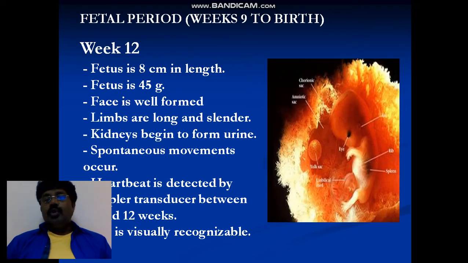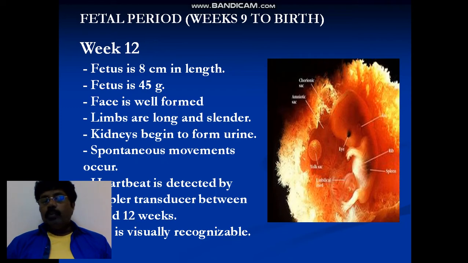Fetal period, 9 weeks to birth. This is the fetal period, that is week 12. The picture shows week 12. The fetus is 8 centimeters in length with 45 grams weight. The face is well formed, and the limbs are long and slender. Kidneys begin to form urine. Spontaneous movements occur in the 12th week.